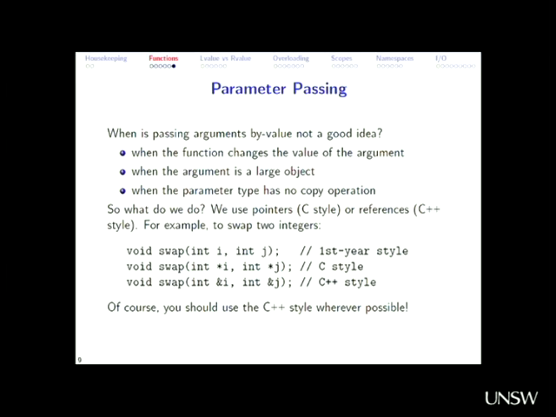And so like we've just shown you on the slides, there's 3 ways in which you can do call by value and call by reference. It's the first year style, which would have just used int i and j. There's then the C style with pointers, and then the C++ style with references. And you should use references where possible.